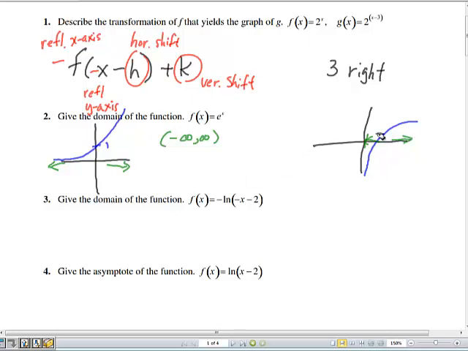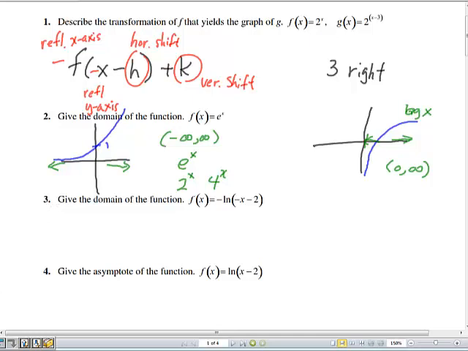So the domain for a log function, log of x, will be from 0 to positive infinity. And this is for an exponential function of any base, either this, or even anything like that. Okay? And this would be a log function of any base also.